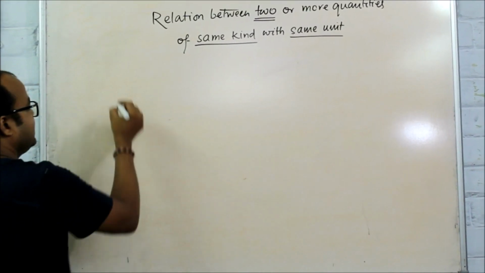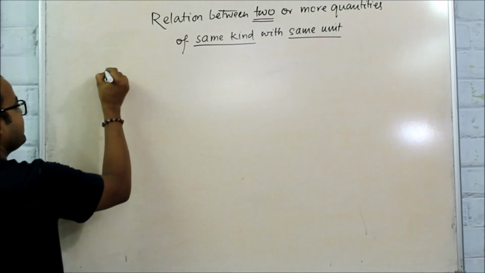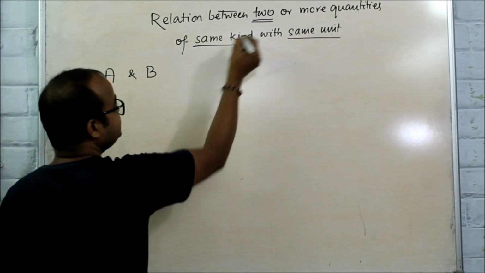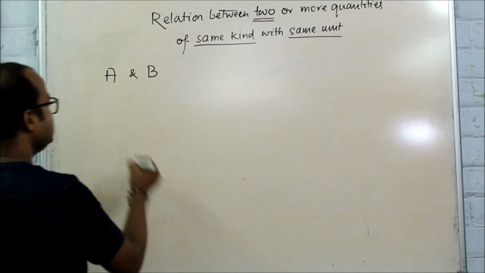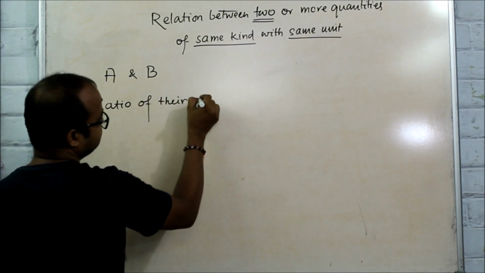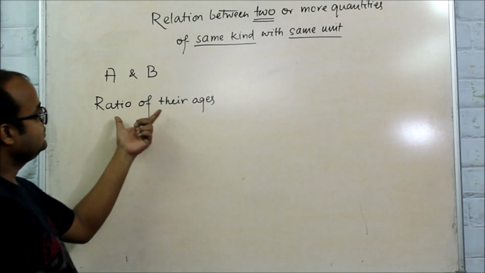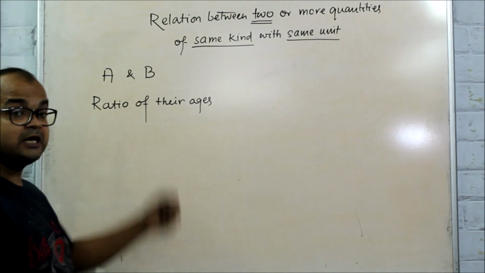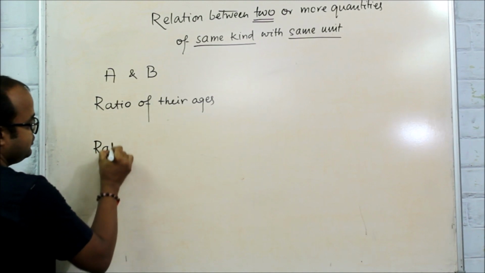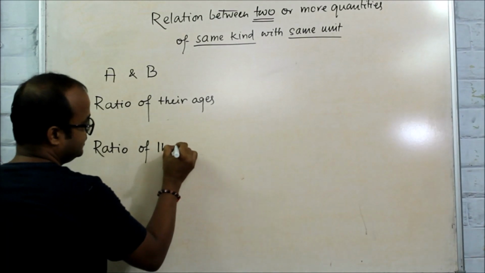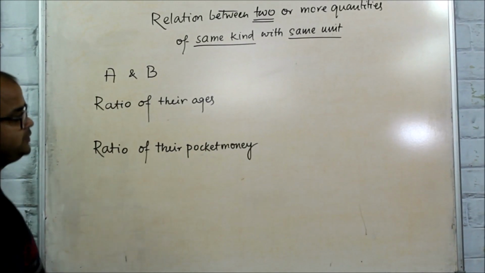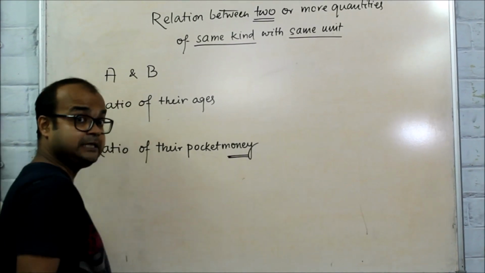For example, suppose there are two friends A and B. So now once you find out the relation, it should be of same kind. That means you can find out the ratio of their ages. Now see, in both A and B, we are finding the relationship between the ages. Suppose ratio of their pocket money. Again, it is the ratio of the money they have.